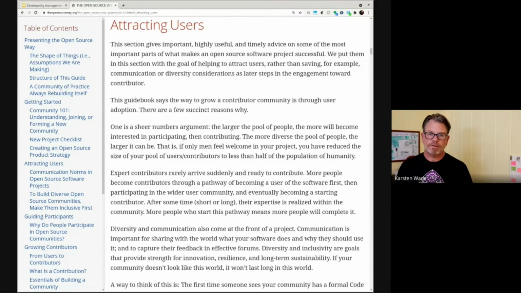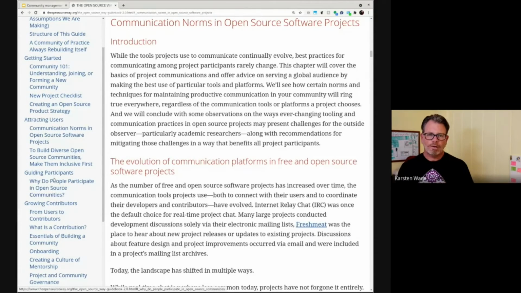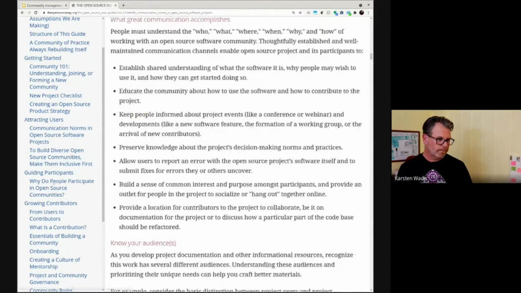And so the first one here is communication norms in open source projects. And this is the heart and the soul of how to prevent or deal with difficult and toxic situations, as well as the whole range of communication practices that just simply keep things running smoothly. This ranges from project roadmaps to issue tracker best practices. And this communications chapter covers all of those pieces.